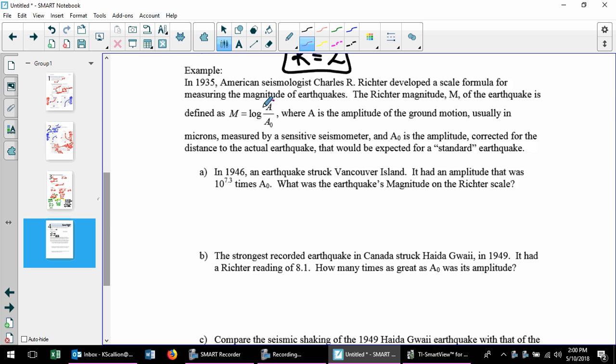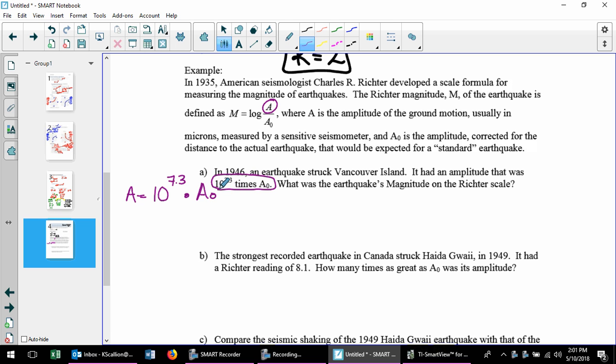So A is going to be replaced with what? A is equal to 10 to the exponent 7.3. Anything else in there? Times A initial. You guys with me so far? Because it is times A initial. This isn't the magnitude. It's 10 to the exponent 7.3 times what the regular magnitude is of an earthquake. So this one seems like it would be much more.